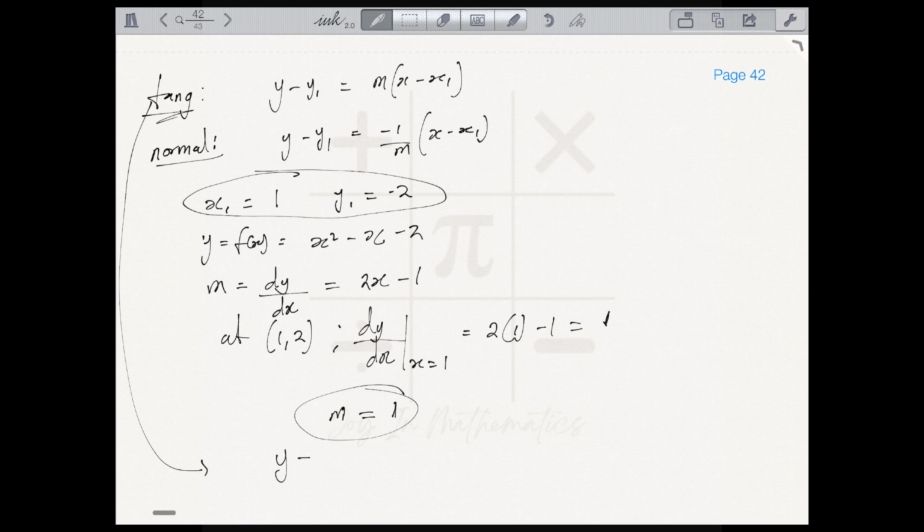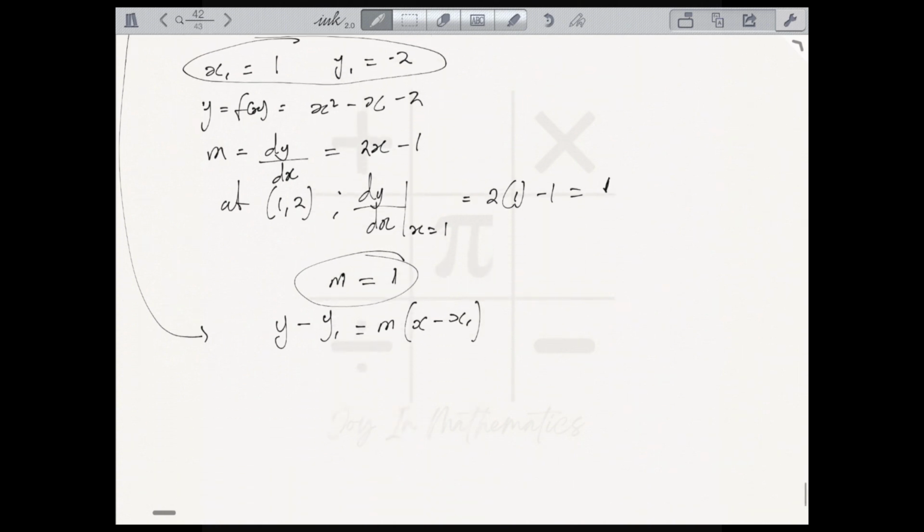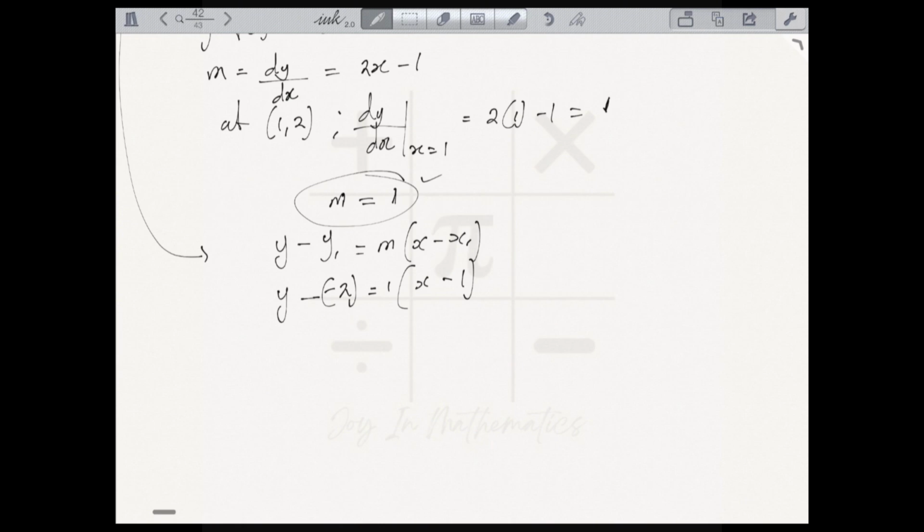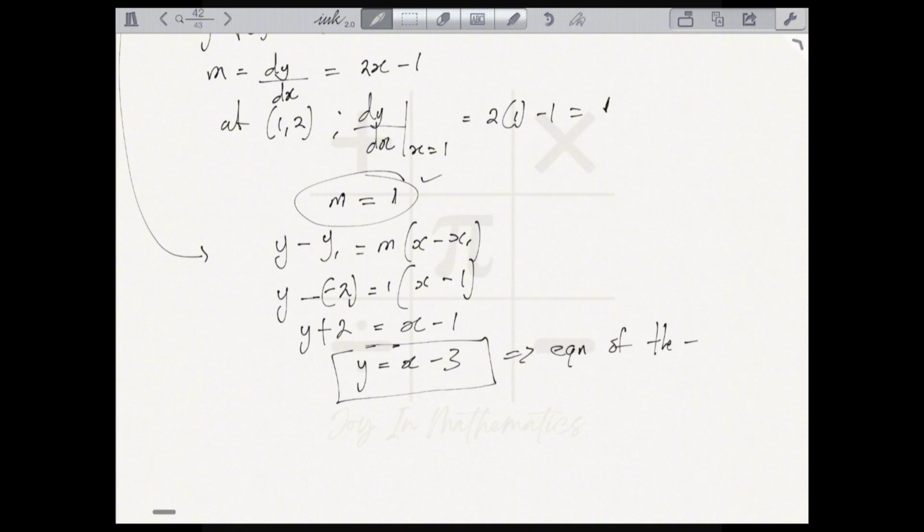Now, since we know that m is equal to 1, x1 is equal to 1, and y1 is equal to -2, we can solve the equation of the tangent. We say it is y minus y1 equals m into x minus x1. So in this case, our y1 is -2, our m is 1, our x1 is 1. This will give us y plus 2 equals x minus 1. So this gives us y equals x minus 3. So this is the equation of the tangent.